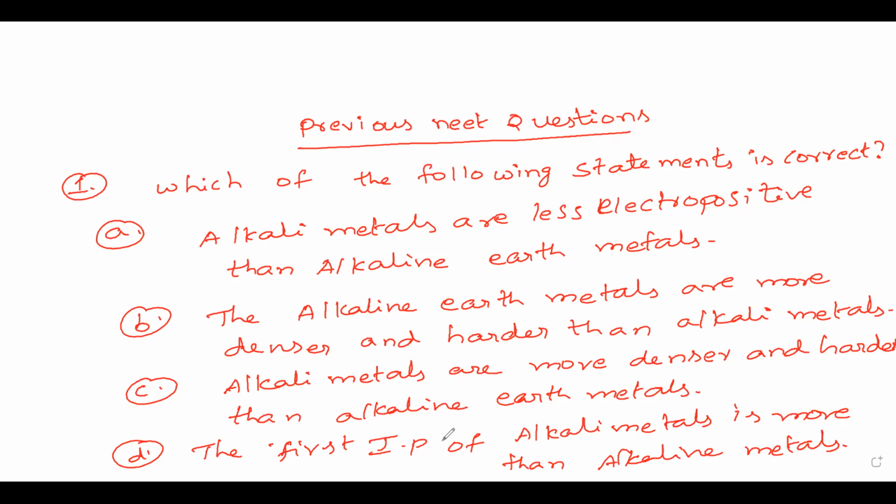So what is the right answer? Again, I repeat the statements. First statement, alkali metals are less electropositive than alkaline earth metals. This is wrong because alkali metals are more electropositive than alkaline earth metals. Alkaline earth metals are denser and harder than alkali metals. This is the right answer because this statement is correct. Alkali metals are more dense and harder: this is wrong. The second ionization enthalpy of alkali metals is more than that of alkaline earth metals, but not the first ionization enthalpy. So the answer is option B.